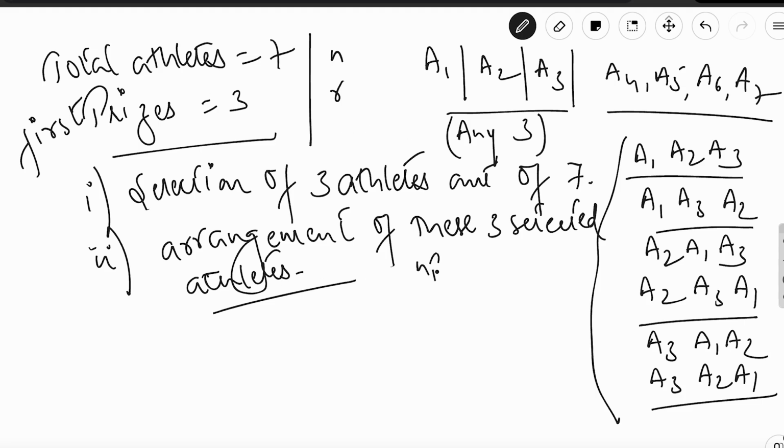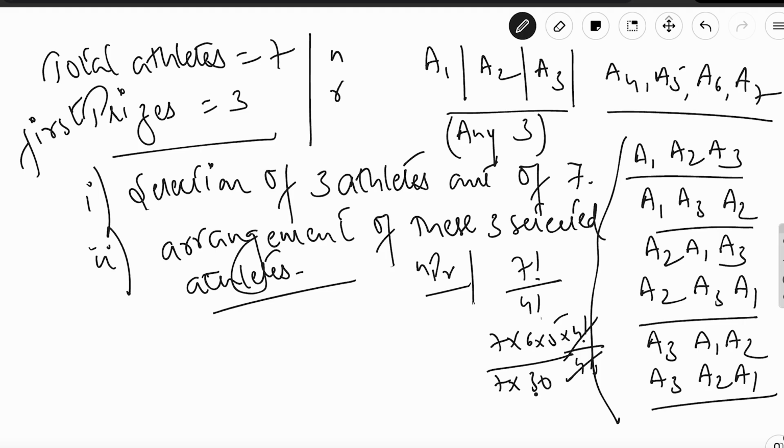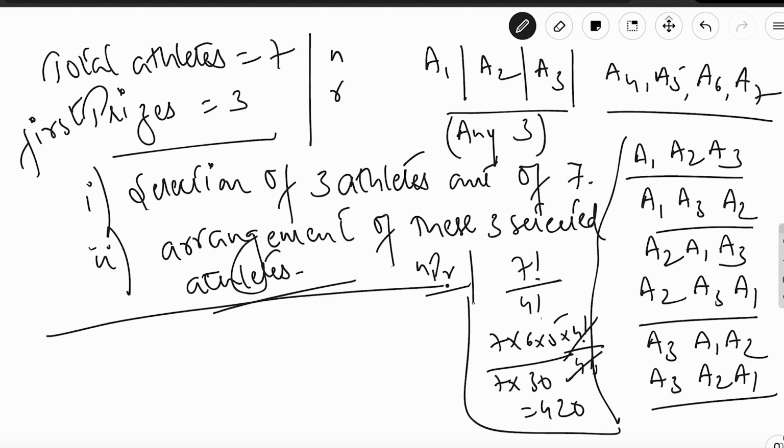So one approach is to use the formula nPr. We can have 7 factorial upon 4 factorial, and that will be the answer. So it will be 7 into 6 into 5, because after that there will be 4 factorial divided by 4 factorial, so they will cancel out. So it's basically 7 into 30, which is 420. Another way could be to use our intuition.